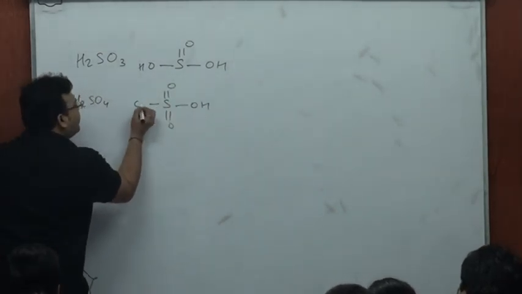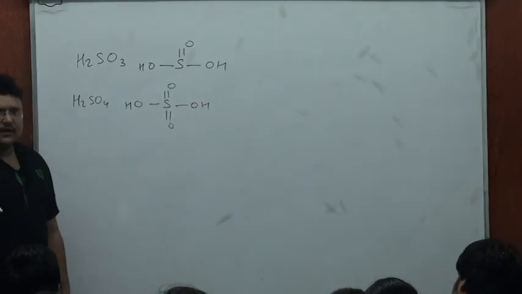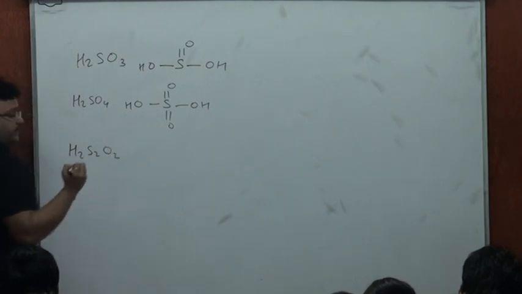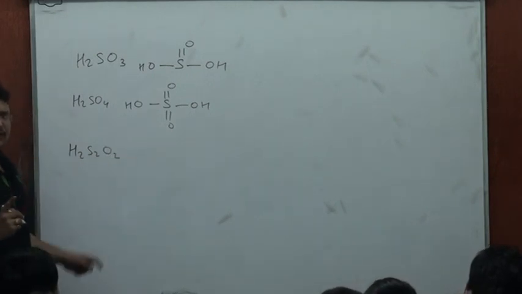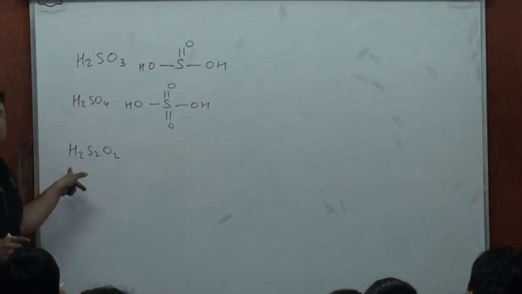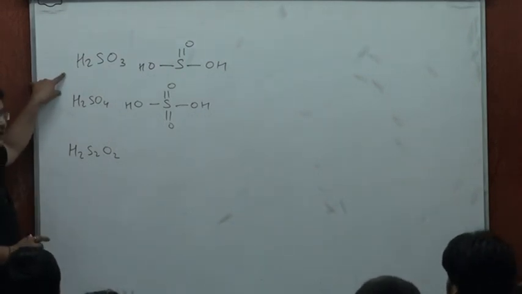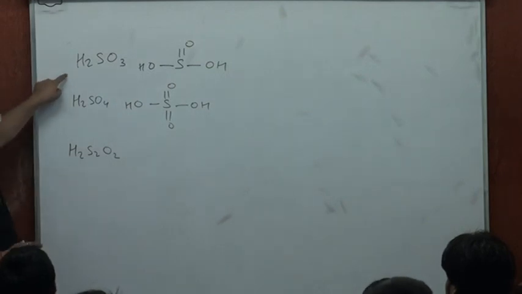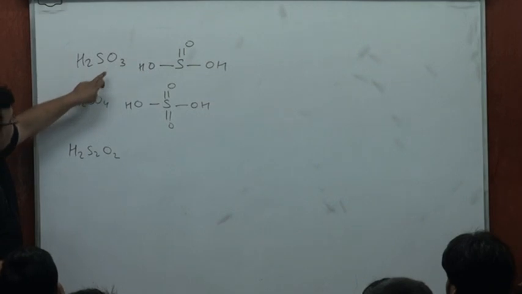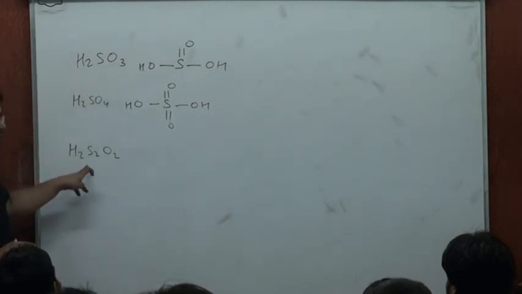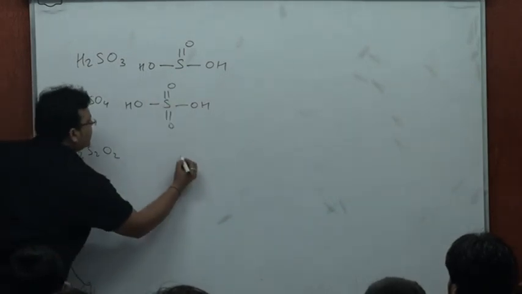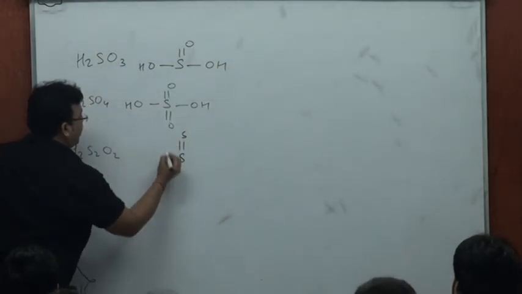You can have your own ways of recalling structures, but I've always found it useful, while drawing H2S2O2, please be attentive, to think of H2SO3. And don't you think if you replace an oxygen by sulfur, the formula would be H2S2O2? So this might be of help. H2S2O2 is when you replace this double bond O with double bond S.